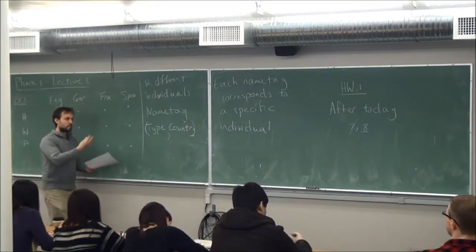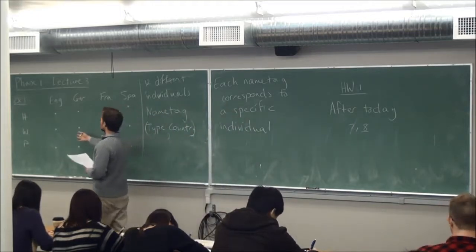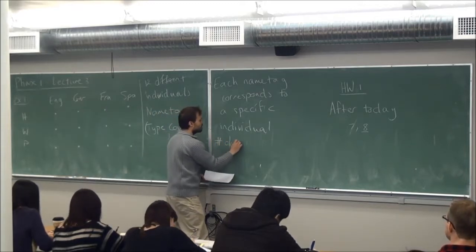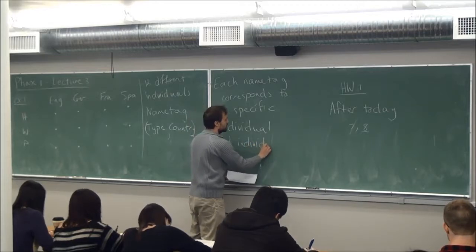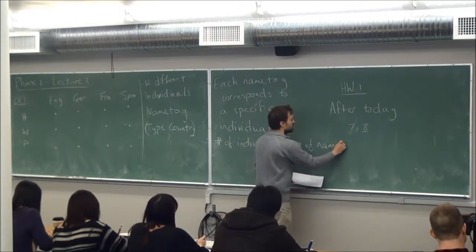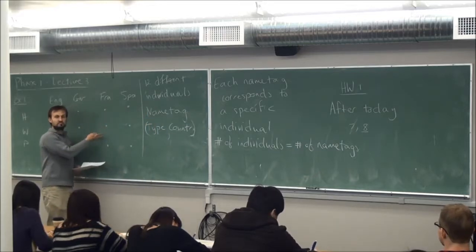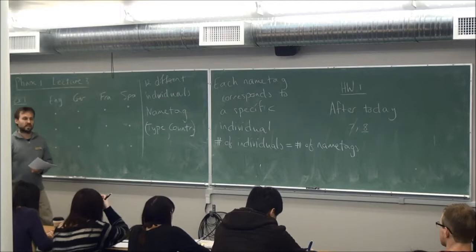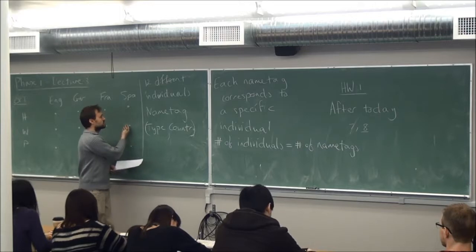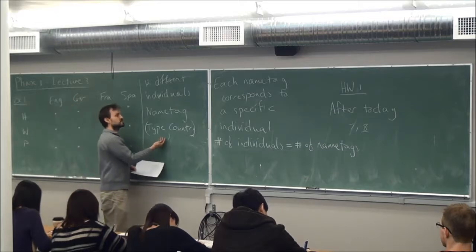Now, my goal here is to come up with a way to count the individuals. But instead of counting the individuals, I can count the name tags. Let's say here the number of individuals equals the number of name tags. So I can objectify these people and just look at a name tag instead. There's a correspondence between the actual individual and the name tag. So let's count the name tags instead.